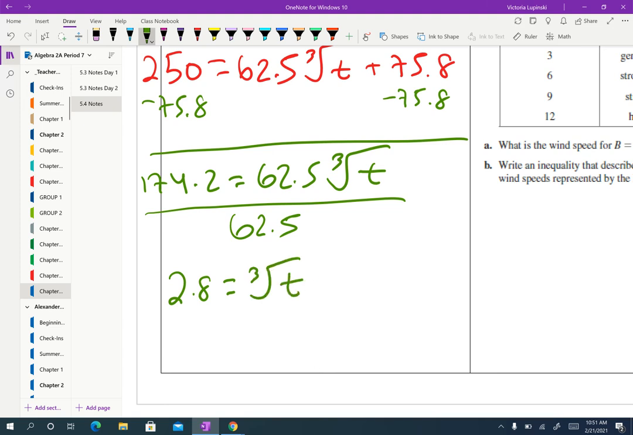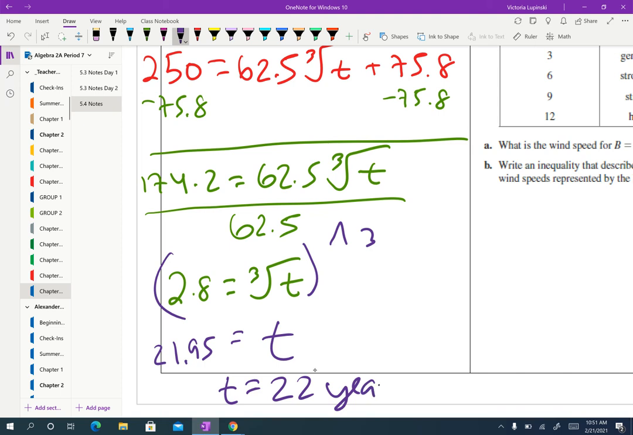Remember, the cube root is the same as a 1/3 power. So the way that you would get rid of that is by cubing both sides. If you cube the right-hand side, cubing a cube root, that's going to go ahead and cancel. If you do 2.8 to the third, you would get 21.95. And again, because you're talking about years, you can probably go ahead and say that that rounds to 22 years.